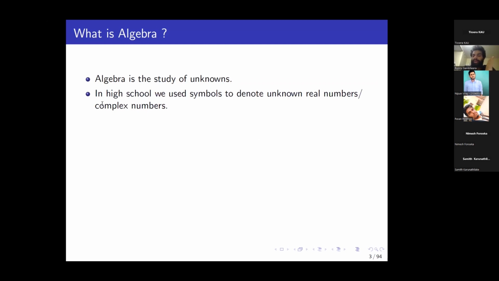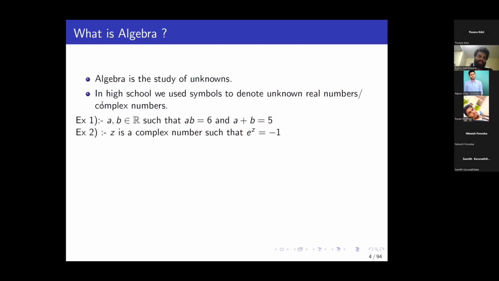So they were unknowns, but not so much, because we didn't know their values, but we knew they were complex numbers or real numbers. For an example, we use symbols A and B to denote the real numbers such that their product is 6 and their sum is 5. So there are real numbers out there where that happens. And maybe z is a complex number where e to the power z is -1. So we use symbols to denote real numbers and complex numbers which we don't know. That we called algebra back then.